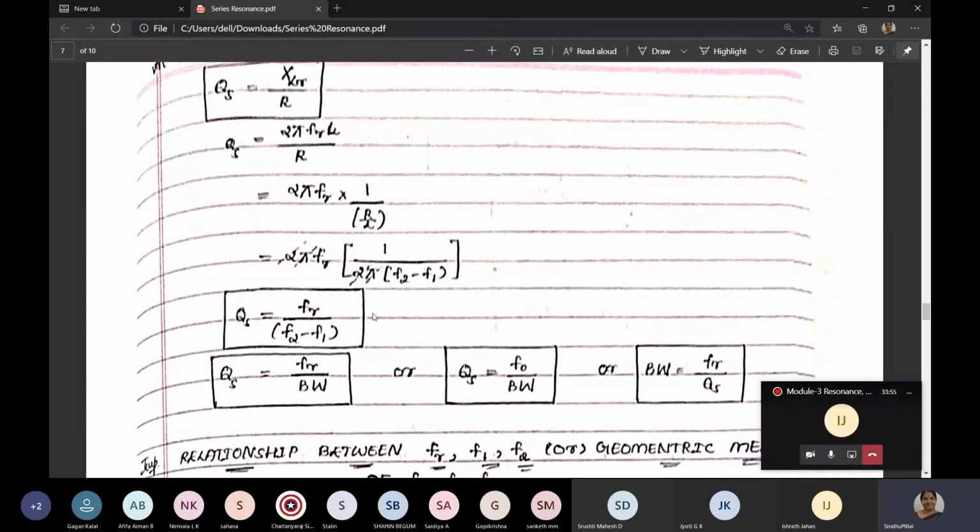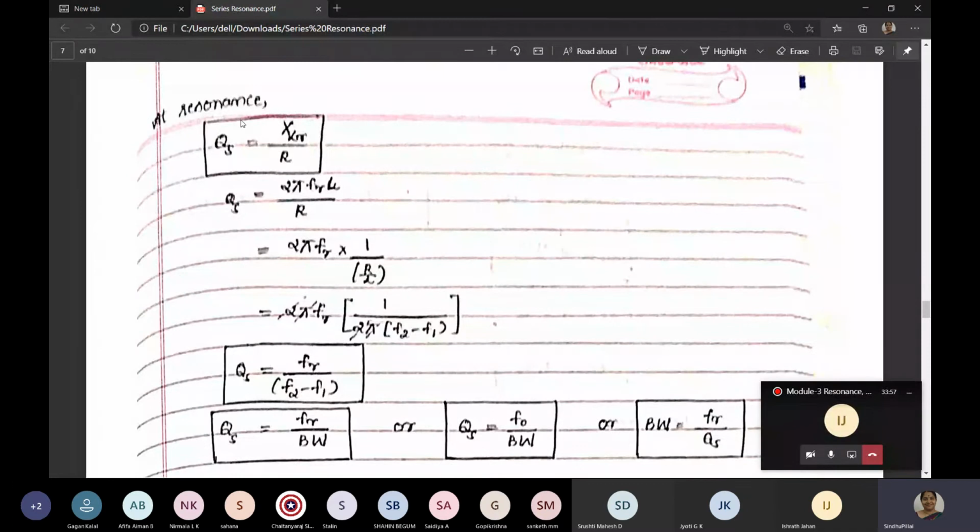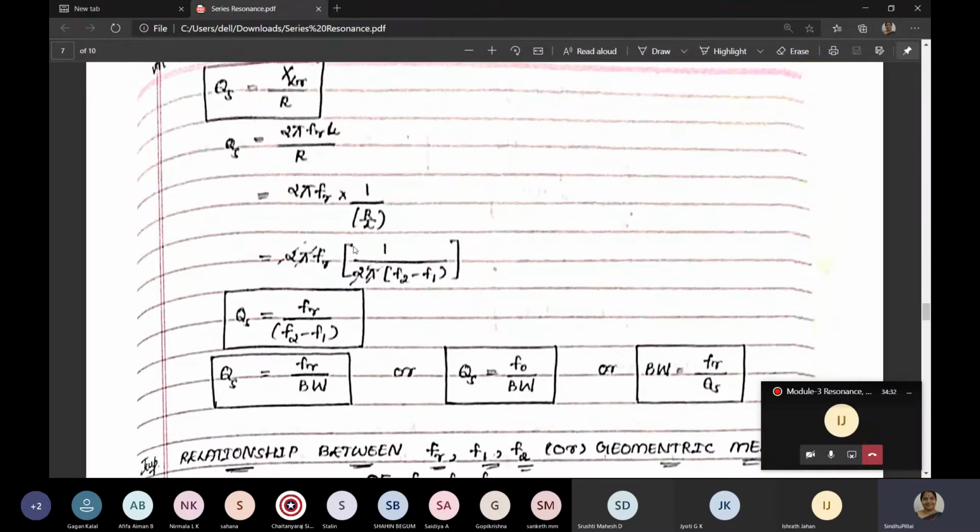Next is one more derivation. What we know at resonance is that the quality factor is the ratio of the reactance of the inductor, that is XL, to the resistance. XL divided by R is the definition of quality factor. What can we write for XL? XL is nothing but 2 pi fr L, divided by R. The term 2 pi fr is written, and L divided by R is written as 1 whole divided by R by L. I am just arranging it.